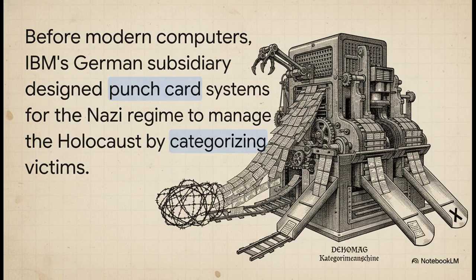One of the first times we see large-scale data processing used in a sophisticated way, it was for mass extermination. IBM's German subsidiary actually built custom punch card systems for the Nazi regime. This allowed them to categorize, sort, and track victims based on their ancestry. It turned the industrial horror of the Holocaust into a data management problem.